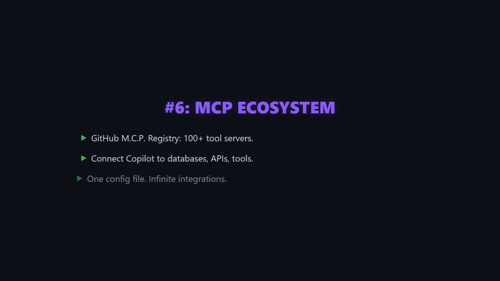Feature 6. The MCP Ecosystem. We covered this in the last episode, but it deserves a spot here because most people still don't know about the registry. Over 100 tool servers. Databases, APIs, SaaS tools. One config file connects them all.